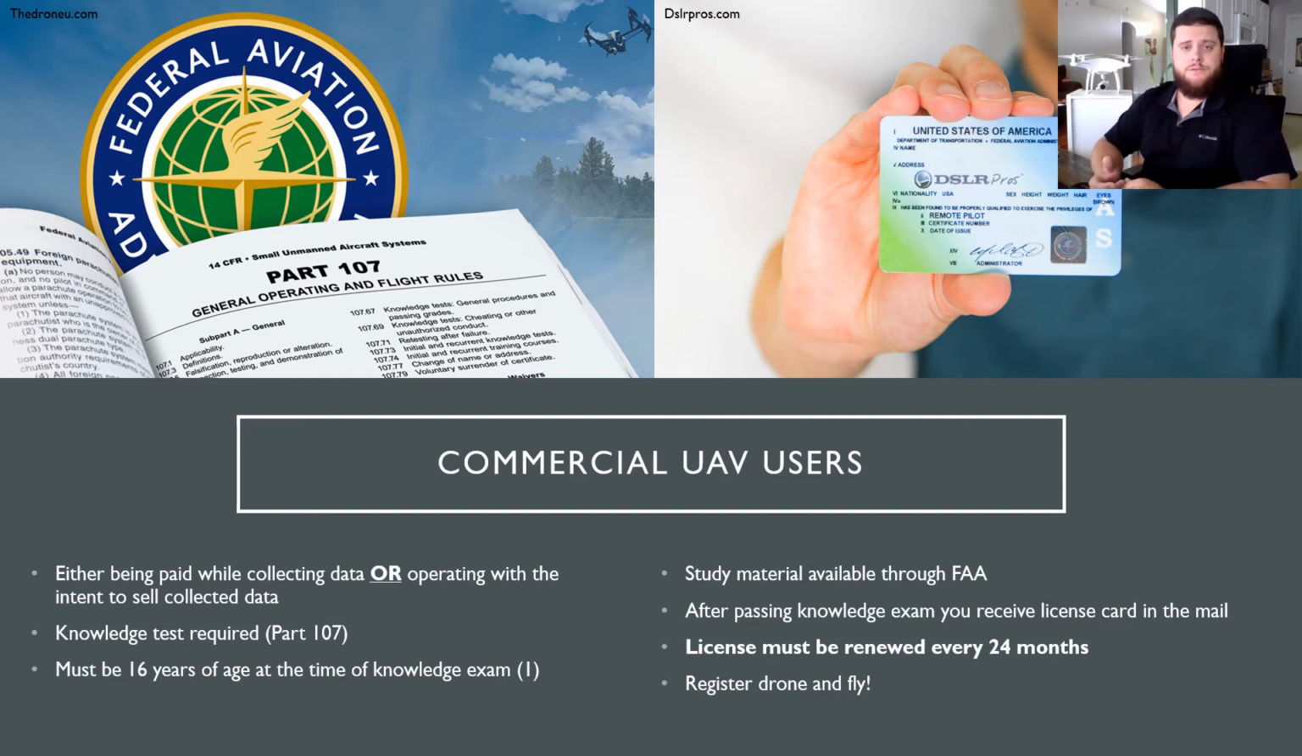A knowledge test is required. Again, this is the FAA Part 107 exam. You must be 16 years of age at the time of the exam. There's study material available through the FAA. There's also several practice exams that you can find for free online. After passing the knowledge exam, you'll receive a license, which is what the top right image looks like. That's actually what I have. Has some of your details on there, and it's a physical card, just like a driver's license.